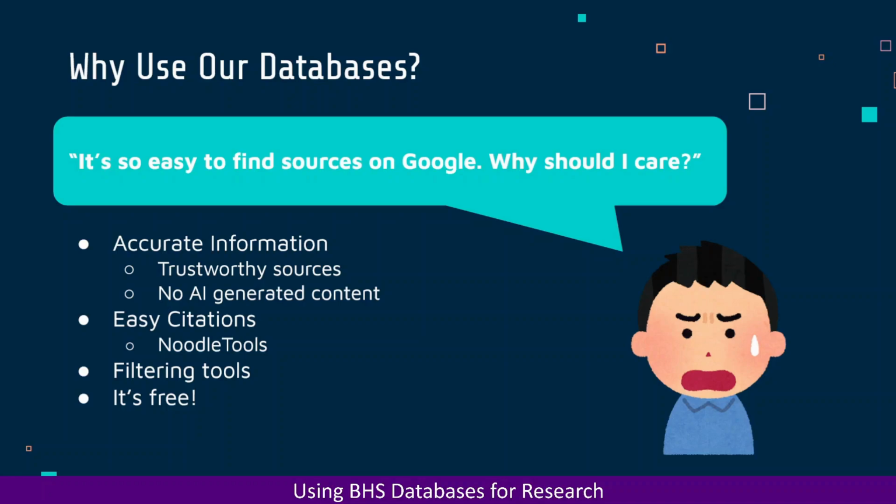Now, as you know, AI is prone to making up information, right, or making claims that aren't exactly true. So we want to make sure that all of the information that is included in our research is going to be accurate and factual, and using our databases is a way to do that. Another benefit that our databases provide is easy citations. Our tools can help you automatically generate citations or even connect to NoodleTools if that's something you're interested in using, and we'll talk a little bit more about that later in our lesson.